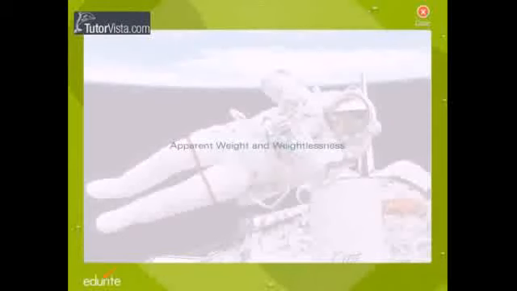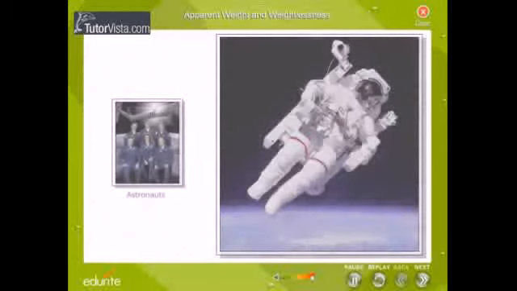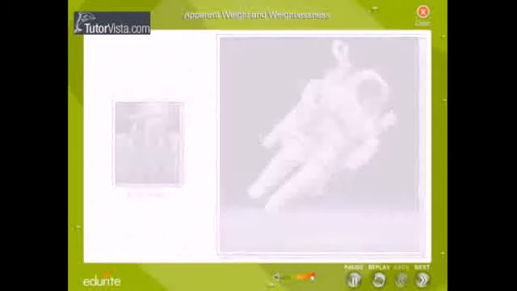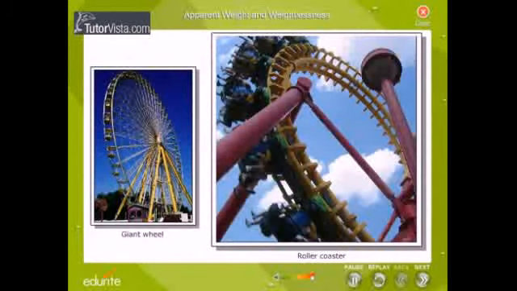Apparent weight and weightlessness. Astronauts who are orbiting the Earth experience the sensation of weightlessness. This is similar to the sensation you experience on a giant wheel or a roller coaster. To understand what causes weightlessness, an idea about true weight and apparent weight is necessary.